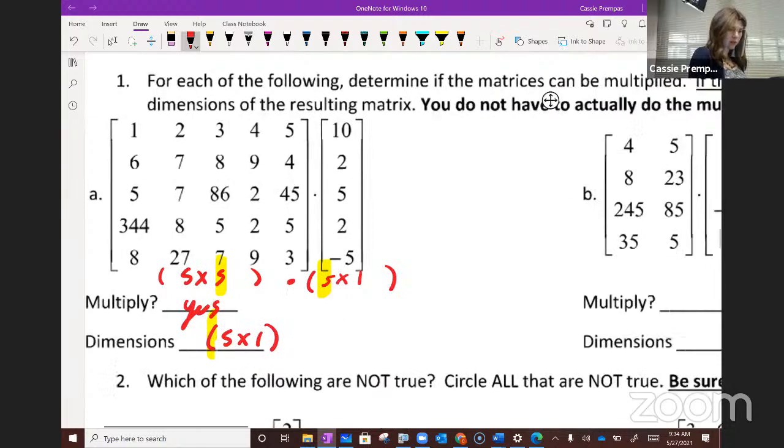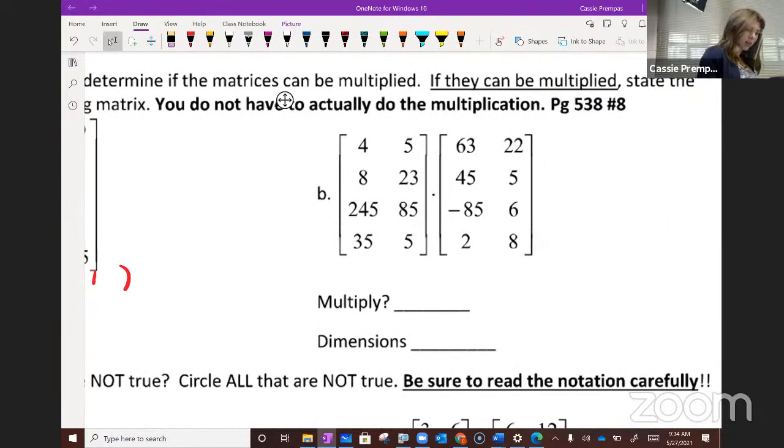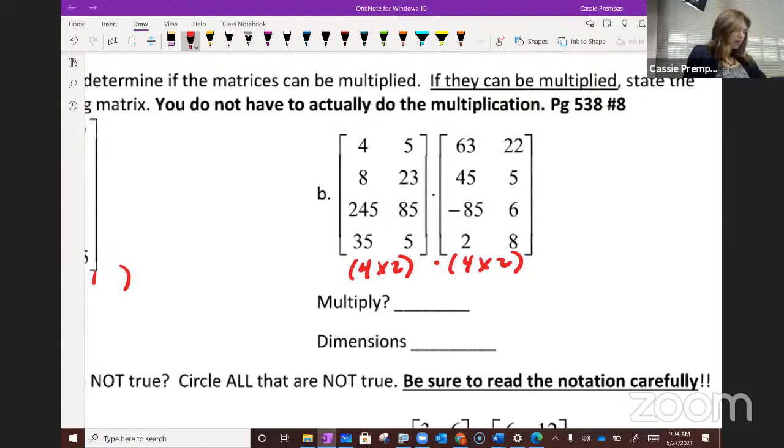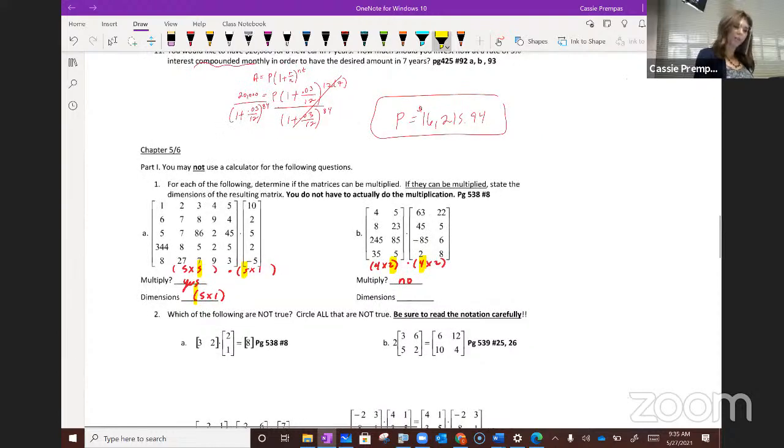All right, letter B. Try that one on your own. Okay, what did you get for can you multiply and why? Grant: No, because the inside numbers are not the same. Nice, the inside numbers do not match. So the answer is just not applicable. You can't multiply them.